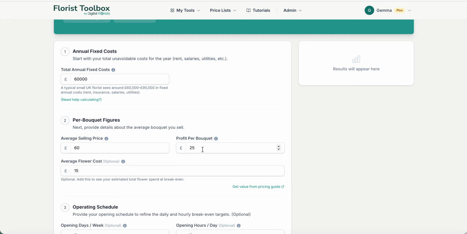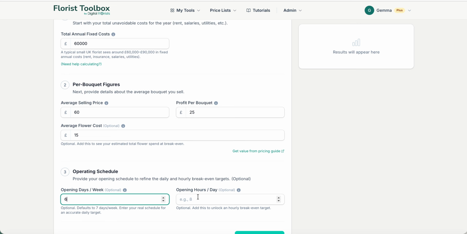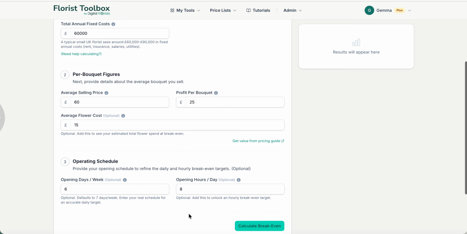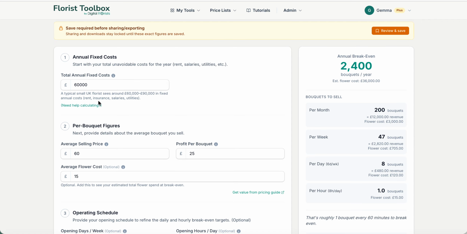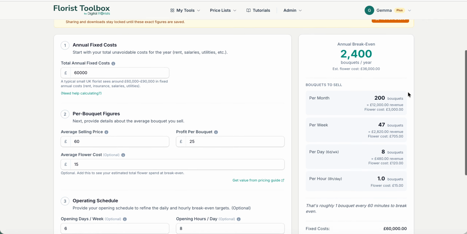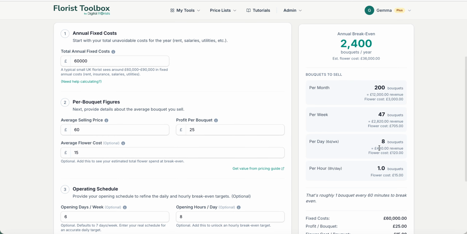I've actually left the labour off for the purpose of this because I'm going to show you something where I'm going to put the labour in with the annual fixed costs or total labour. And then we're going to say we work 6 days a week and we work 8 hours a day. I'm going to calculate the break-even point here. So now based on those costs, and as I say, that would probably be a business with no staff, I have to sell 2,400 bouquets a year, which equates to 200 a month or 47 a week, or approximately 8 per day.